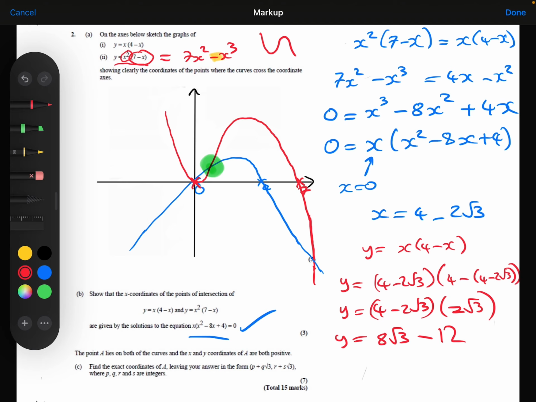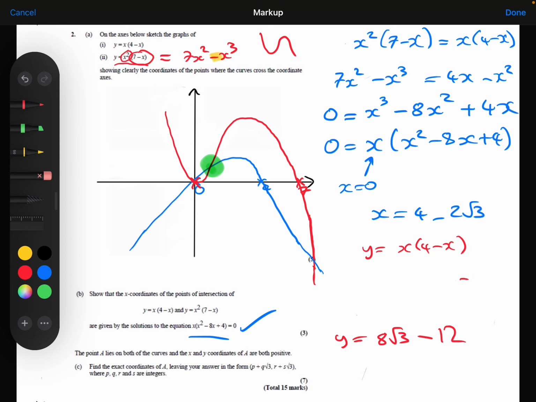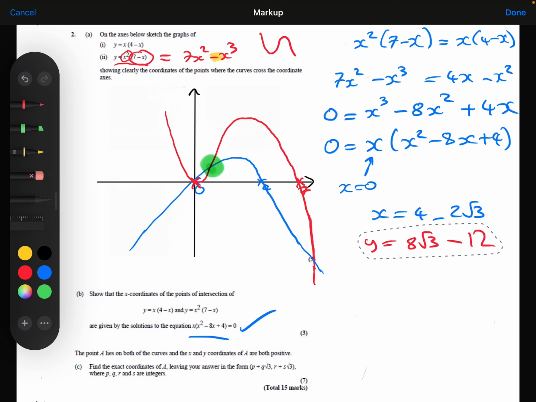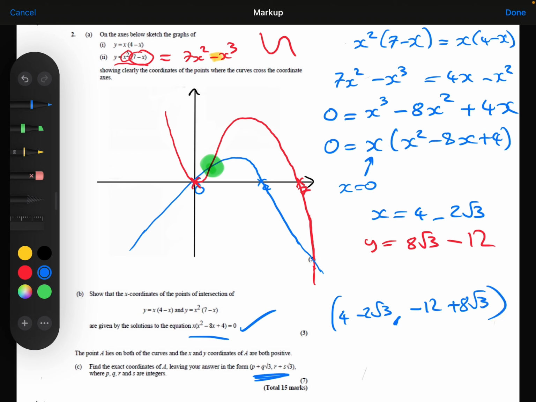So my x coordinate is 4 minus 2 root 3. My y coordinate is 8 root 3 minus 12. So just to write that as a coordinate, because that's how the question's got it written here, let me write that in the exact same form. We'll have 4 minus 2 root 3, and then we'll have the minus 12 plus 8 root 3. There we go.